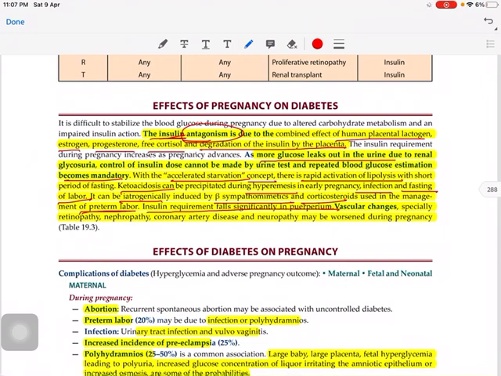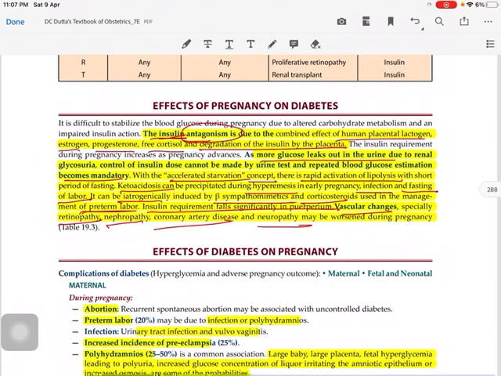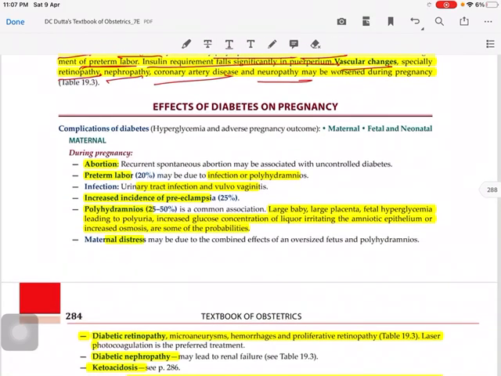Insulin requirement falls significantly in the puerperium, that we have also discussed. Vascular changes can lead to retinopathy, nephropathy, coronary artery disease, neuropathy. Any kind of pathy can occur. Then we have the effect of diabetes on pregnancy, the other way around.